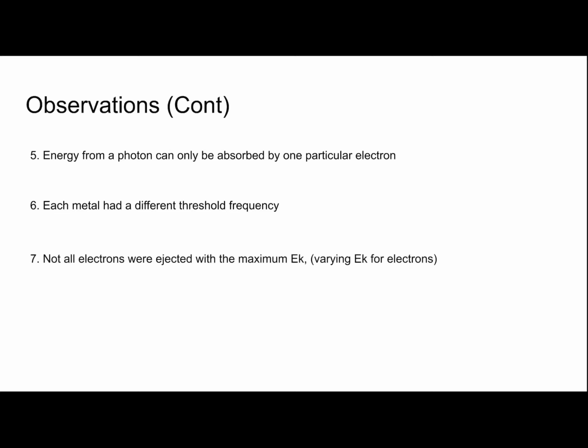Number 7, not all electrons were ejected with the maximum EK. Some of the electrons were ejected with the maximum kinetic energy, at this maximum speed, but some electrons were not. Some of these electrons had a lower speed. So not all electrons were ejected with the maximum kinetic energy, and that's assuming the frequency of the light is above the threshold frequency, so electrons can be ejected in the first place.